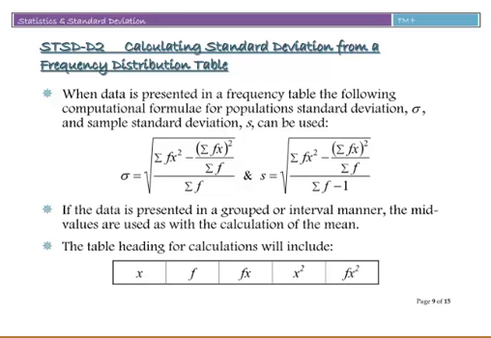Next, calculating standard deviation from a frequency distribution table. And again, there's just a formula, and you're given these formulas. So as long as you can work out what everything is in the formula, you just plug it straight in. Now, if the data is presented in a group or interval manner, you still need to work out those mid values, which we've also looked at. And our table headings are going to be these ones here: x, f, fx, x squared, and fx squared.